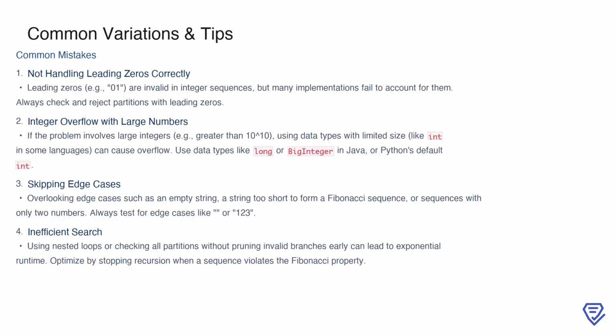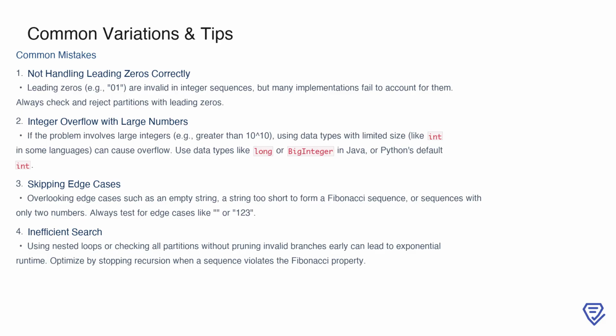To avoid this, use larger data types like long, big integer, or rely on Python's default int, which handles arbitrary precision. Another issue is skipping edge cases. For example, if the input string is empty, too short to form a sequence, or only contains two numbers, your code should gracefully handle these scenarios.